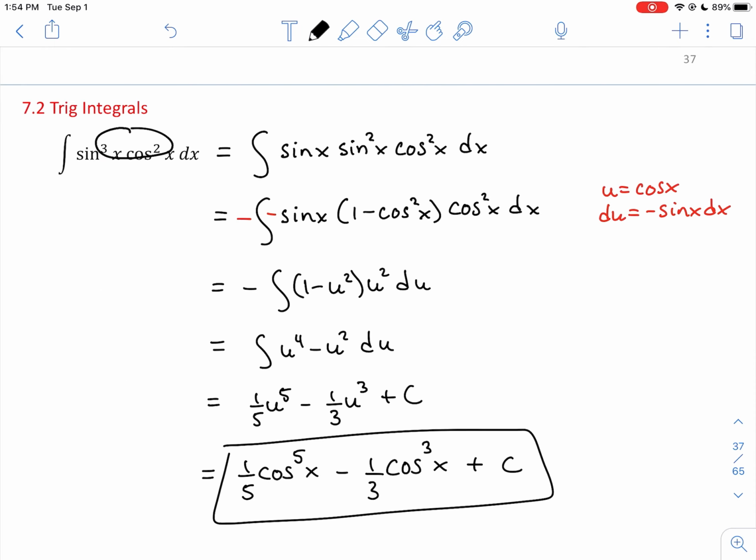If these powers had been reversed, if it was sine squared and cosine cubed, then I would have saved a cosine and then converted the remaining cosine squared to sine squares using the Pythagorean identity, and then let u be sine of x. But the key is, look at these 2 powers, and if one of them is odd, you can do a strategy like that.